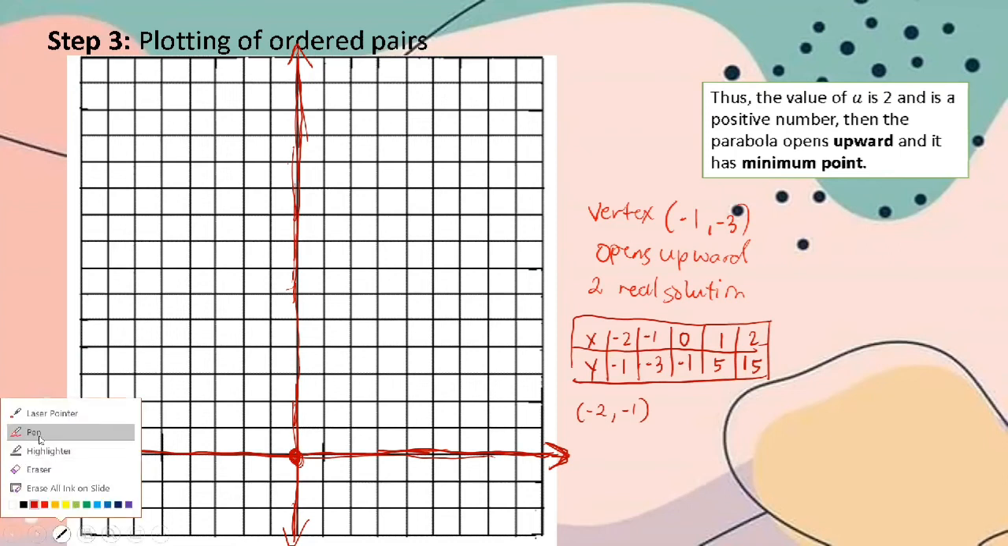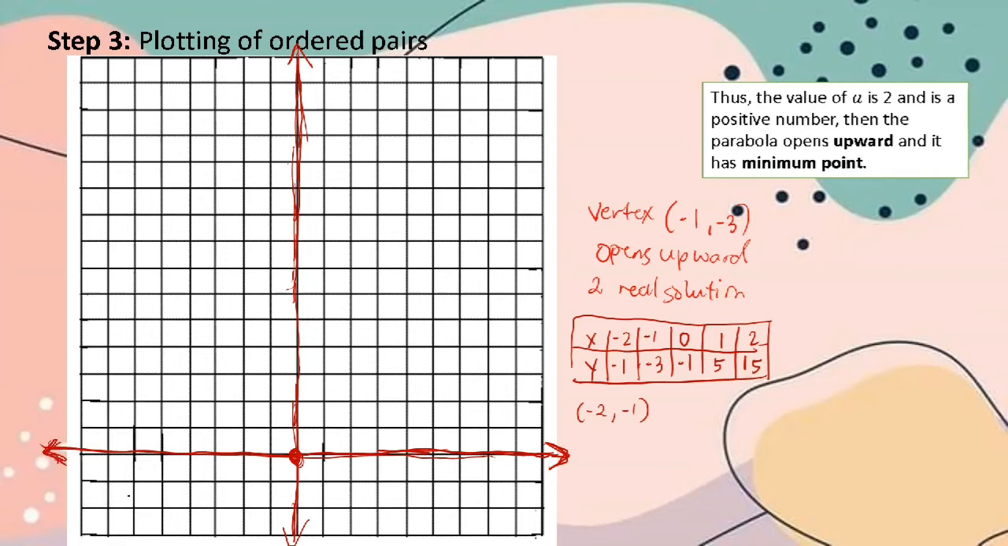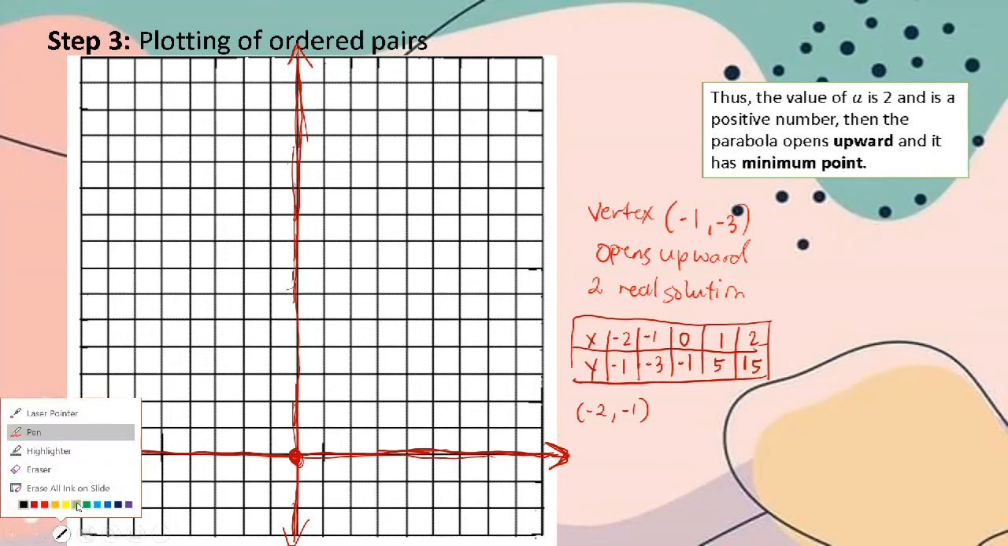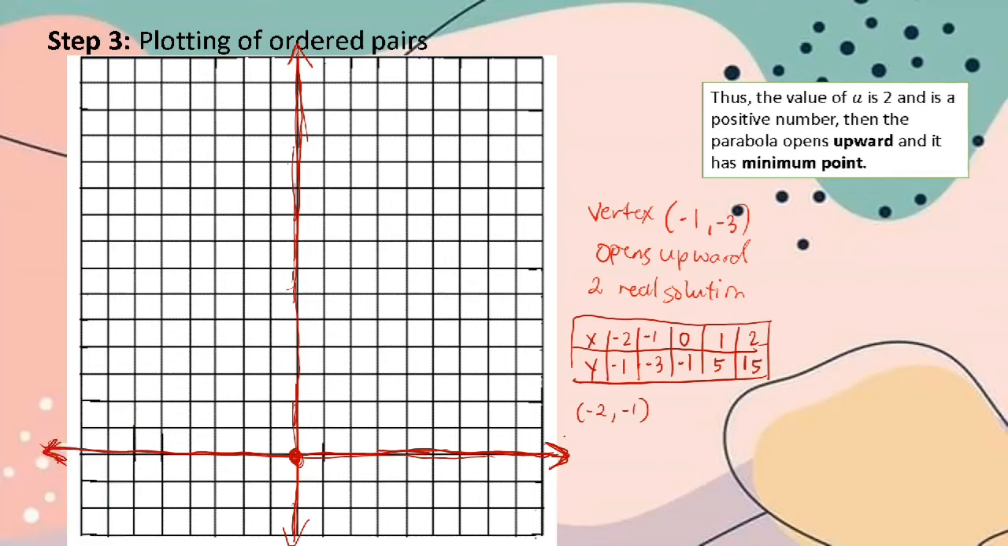So, sa x and y natin ay meron tayong positive and negative. So, sa positive natin, we have this is a positive x, negative x. This is a positive y. Yung nasa taas natin, positive y. And then, yung nasa baba natin is negative y.